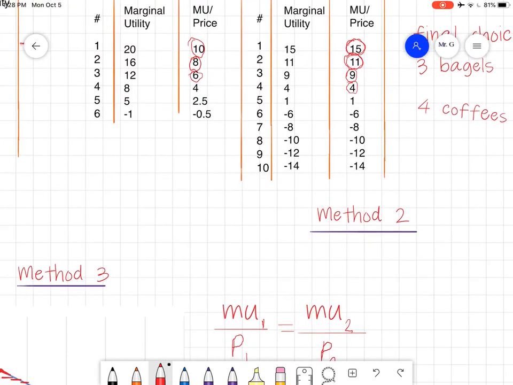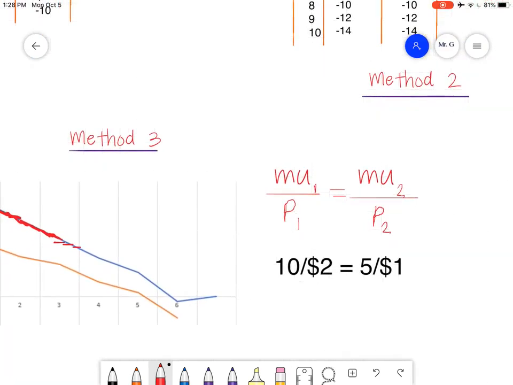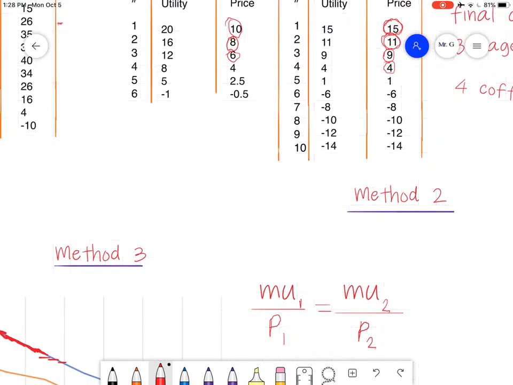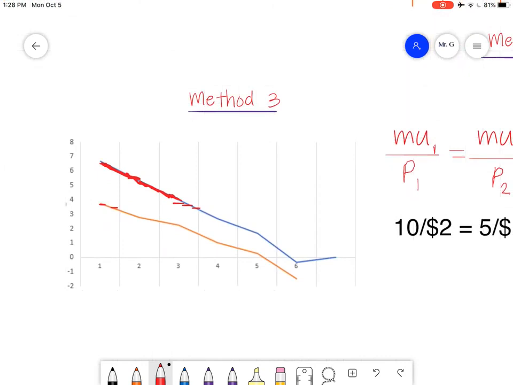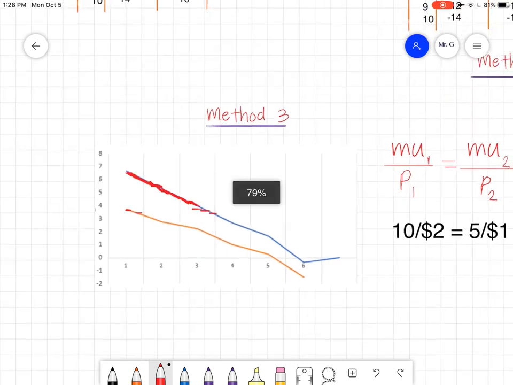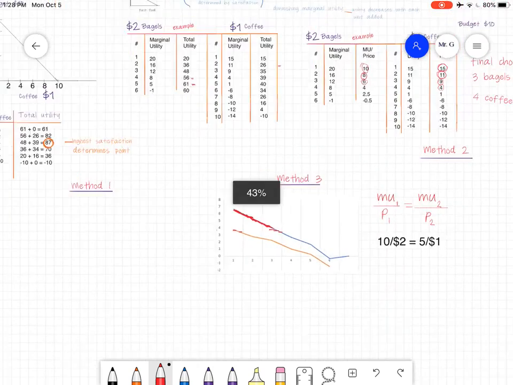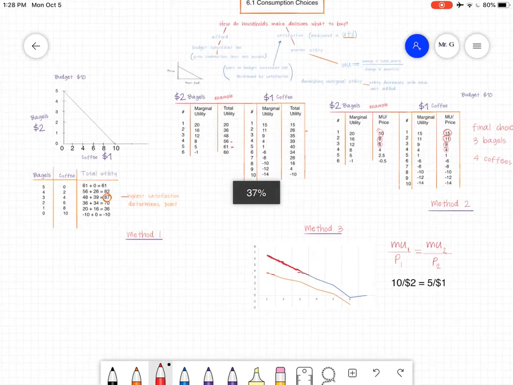And so looking at that, we could realize that MU divided by price can also help us to determine which way to do it. But a lot of students usually prefer the other two methods for figuring things out. So these are different ways and different methods that you can use to determine what point, what satisfaction would give, or which combination would give you the most satisfaction.